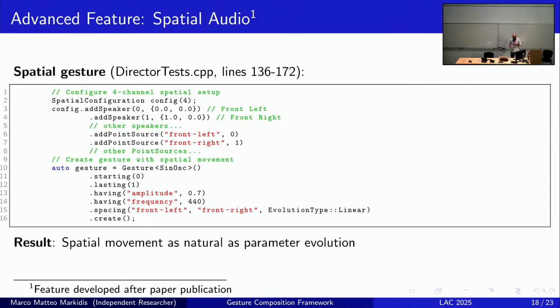At the time of the paper, the framework was only for a mono channel, and in the last period I also worked on providing a spatial implementation. So this is my current idea, basically to have a spatial configuration. In this case, I'm working with 4 channels in which I define the setup, and I give proper names to the loudspeakers. And the method spacing acts as a mapping, so effectively I can define the trajectory in this way using a linear evolution.